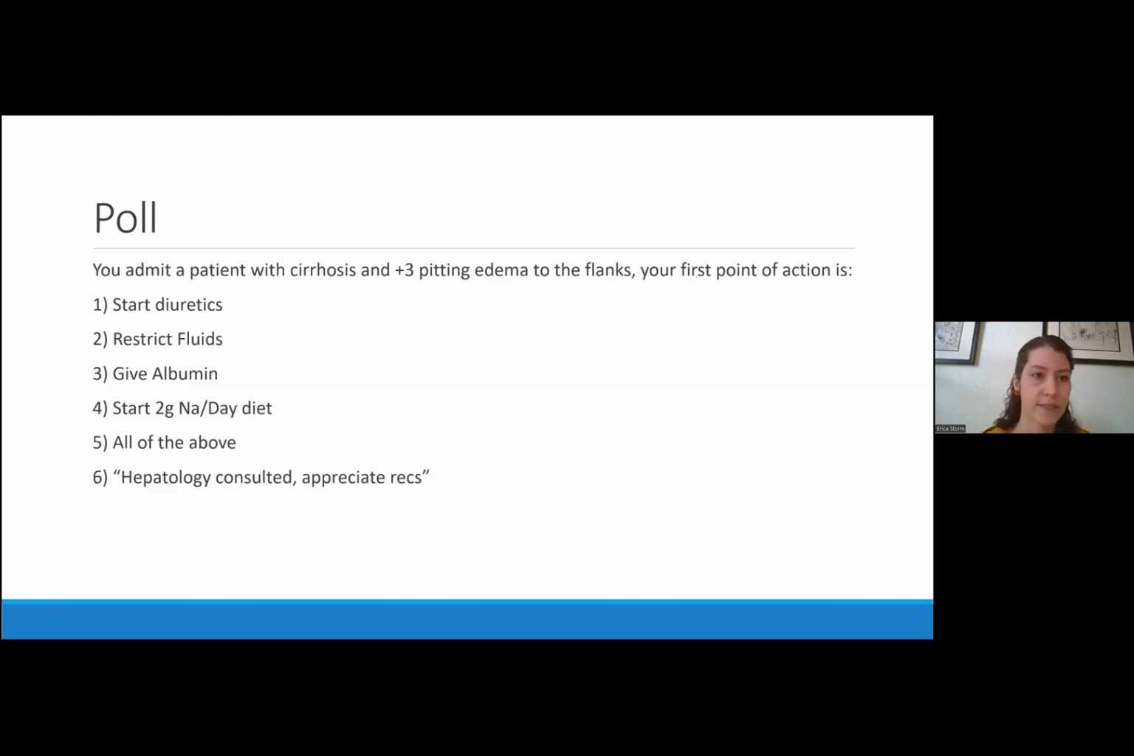So we're going to start with a second poll. You have a patient who is finally coming up, your senior didn't push back successfully, and now you have a cirrhosis patient with 3+ pitting edema to the flanks. What is going to be your first point of action?